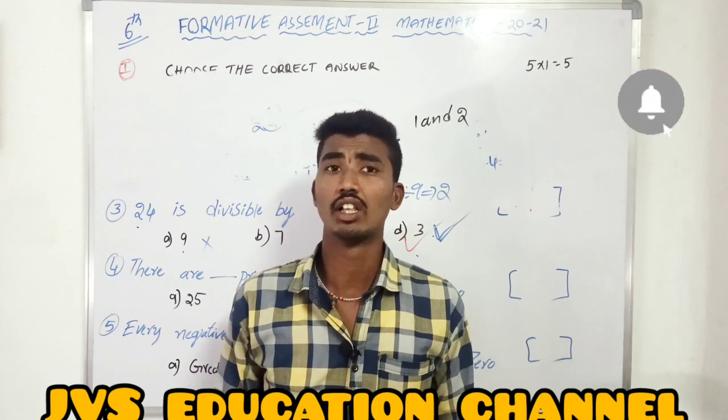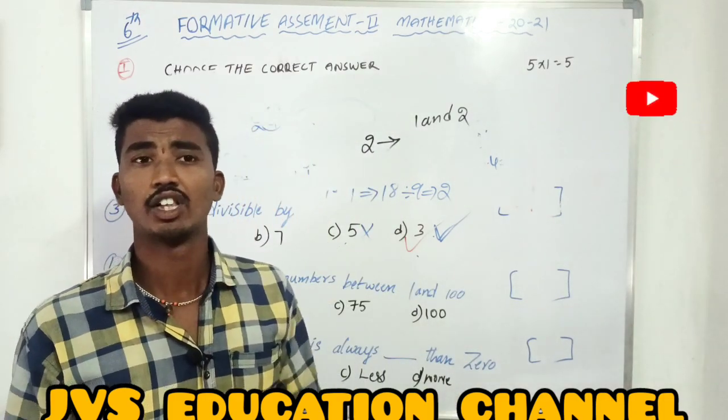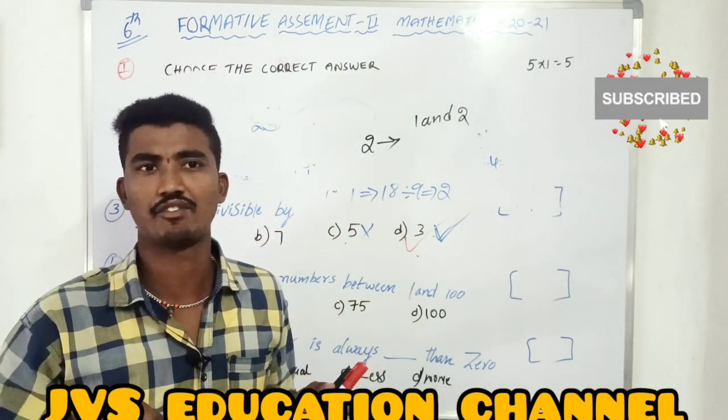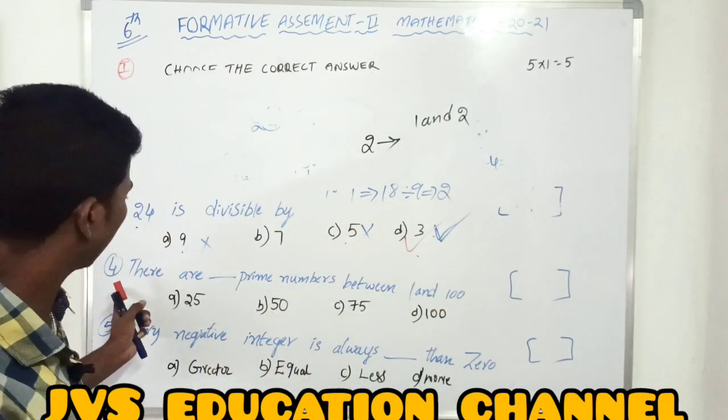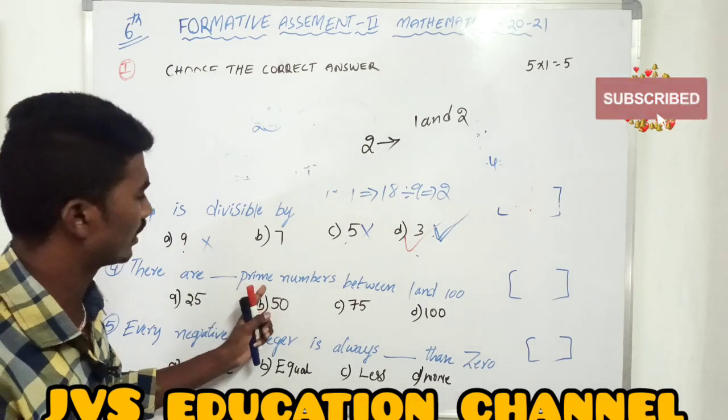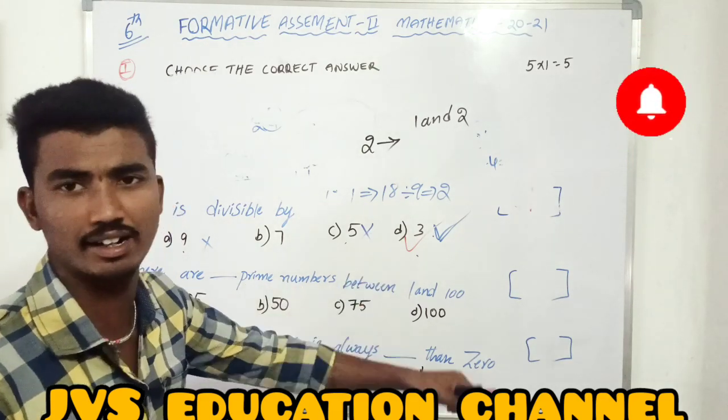A prime number is a number which has only 1 and itself as factors. Such a number is called a prime number. Now, what is the question? There are dash prime numbers in between 1 and 100.